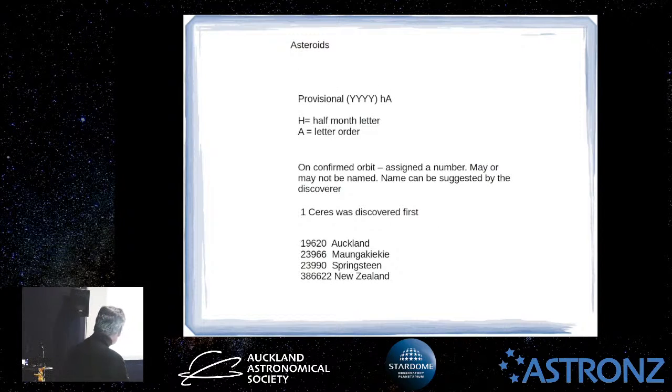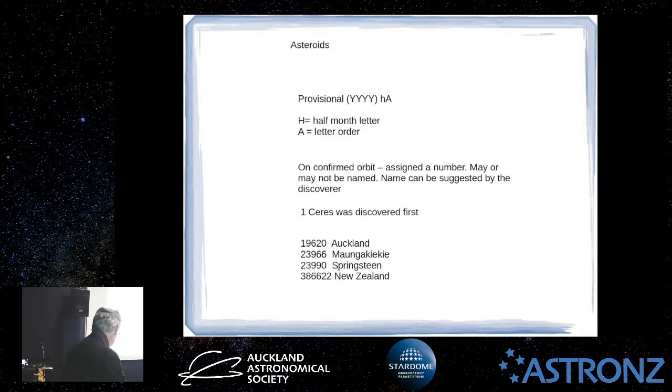Asteroids are a little bit similar. They get a provisional designation with a year, again a half month and a letter. And then once the orbit of the asteroid is confirmed, which requires follow-up observations, it gets an official number. For example, the first asteroid is 1 Ceres, although that's now been reclassified as a dwarf planet rather than as an asteroid, so that's kind of a special case. If you're into the Pluto controversy, you'll know all about that.